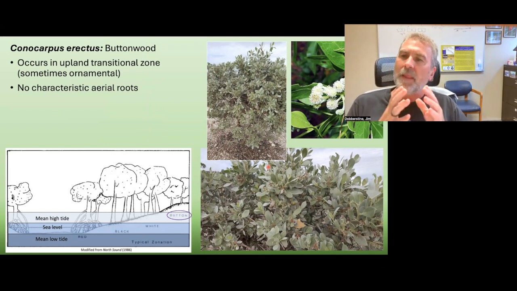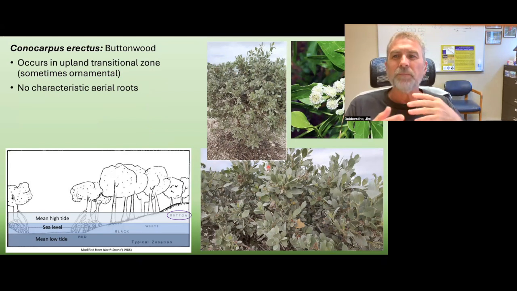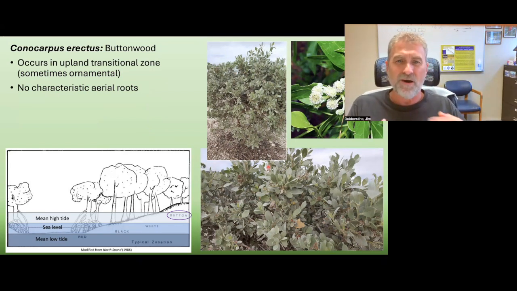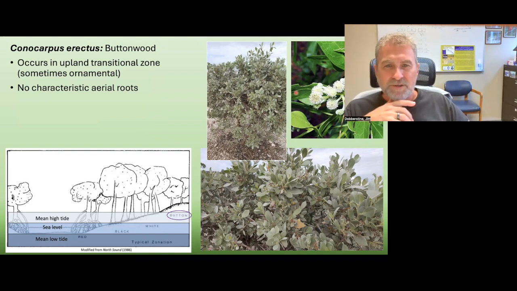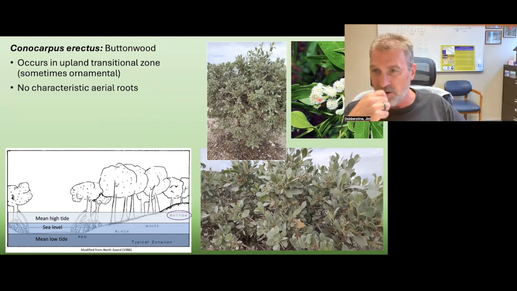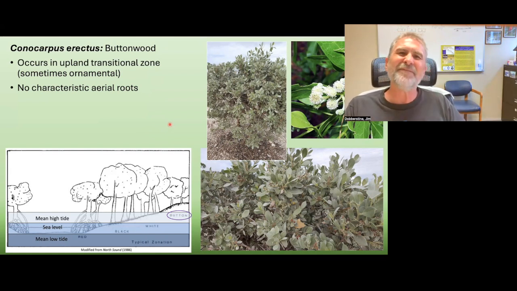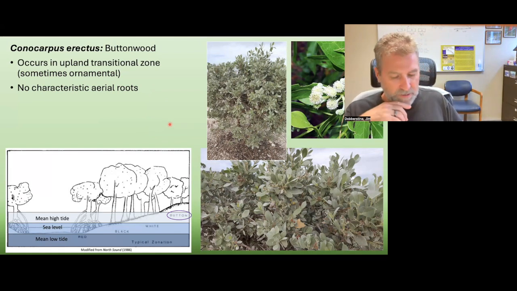So these occur in these upland transitional zones. And in fact, they're often utilized as ornamental plants. The flowers are actually quite attractive. So you can see they've got these kind of button-like flowers. They're, in fact, partly named off because of these flowers and also the seeds. They likewise do not characteristically have aerial roots. Again, there's just not really much need for that because they're not subject to those flooding conditions.